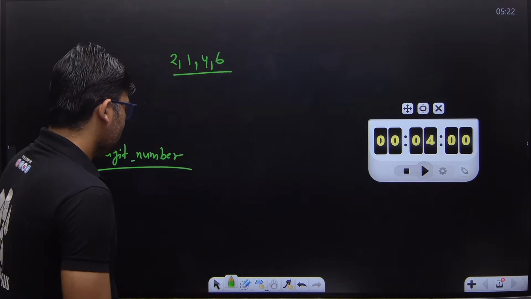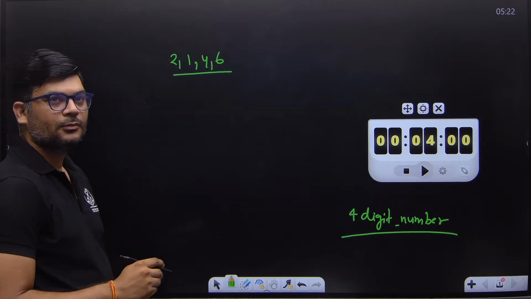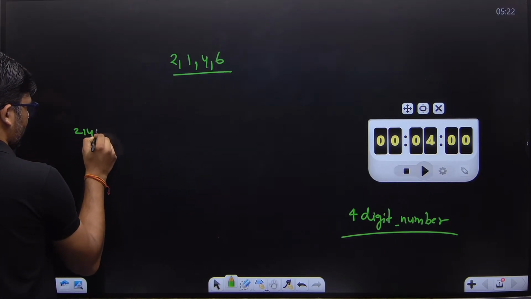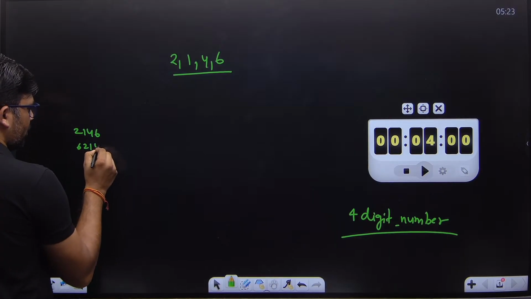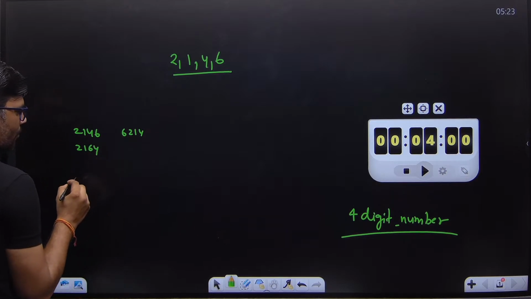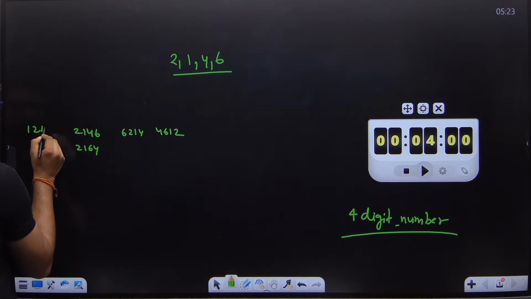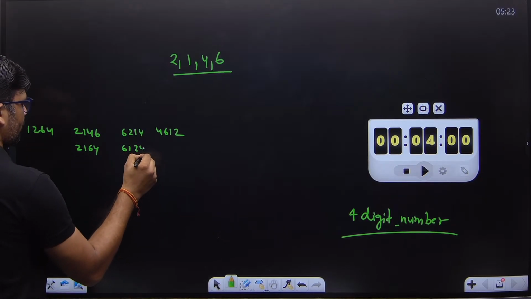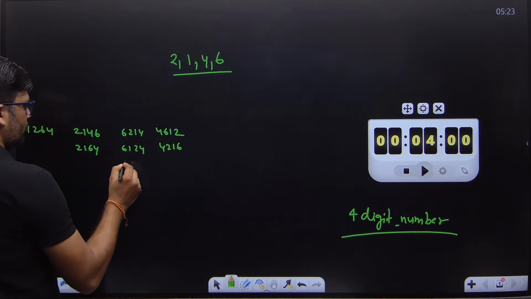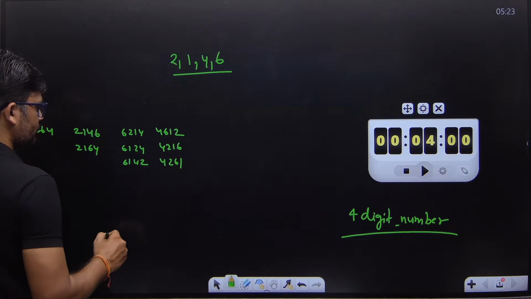Okay, time up. Tell me how many numbers you have made. No, you tell me all the numbers that you have made. 2146, 6214, 2164, 4612, 1264, 6124, 4216, 6142, 4261, 1624.